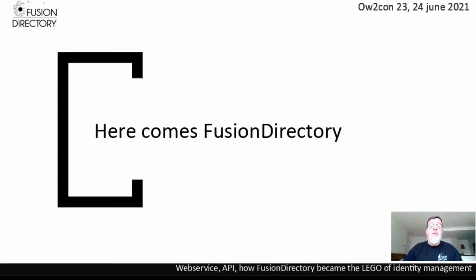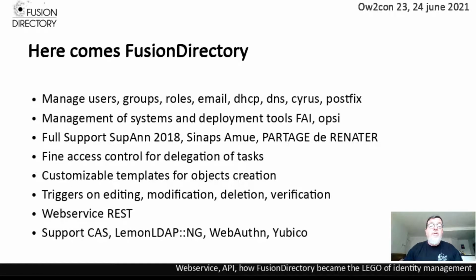Here comes FusionDirectory. FusionDirectory is a web application to manage users, groups, roles, email, DHCP, DNS, Cyrus, Postfix. It also manages system and deployment tools. One of the most used functionalities is, of course, the full support of SUPANN 2019 and other software from higher education. We also have fine access control to delegate tasks, customizable templates, triggers on editing, modification, deletion, verification, a full REST web service, and support for CAS, LemonLDAP, WebHooks, and Yubico.